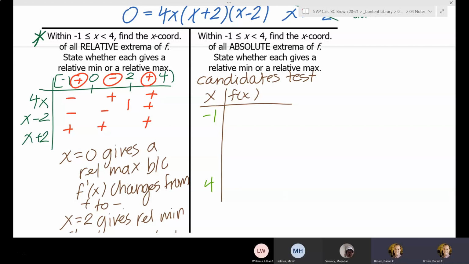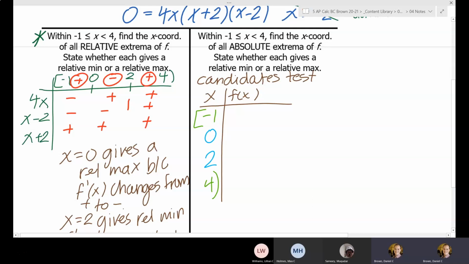So x was greater than or equal to -1, so that left-hand endpoint is included, but x was less than 4, so this 4 is not included. Don't make the mistake. Some people say, oh, it's not included, so let me not put it on the candidates test. You still want to include it. Remember, if something's a high or a low point, but it's an open endpoint, then it could have no absolute min or no absolute max. And then we have our two critical points within that interval, 0 and 2.